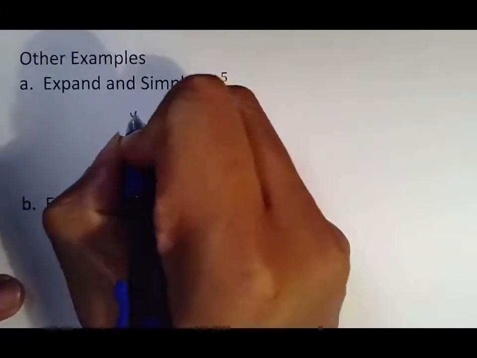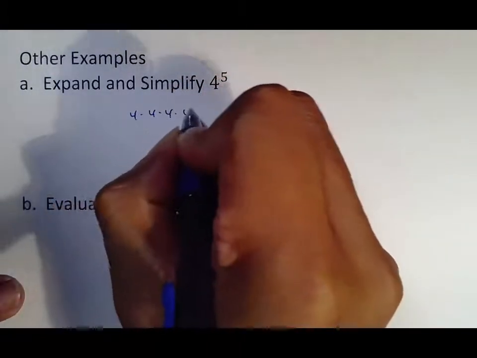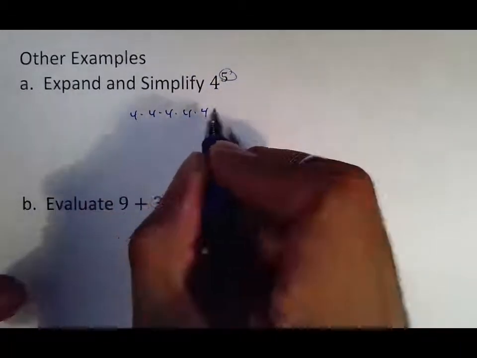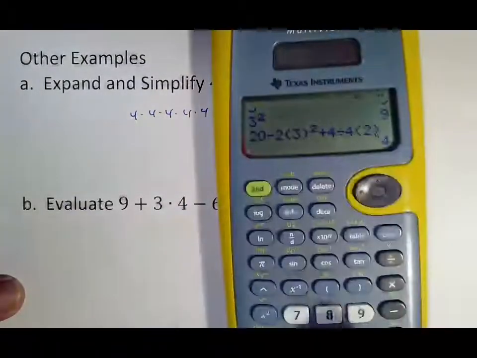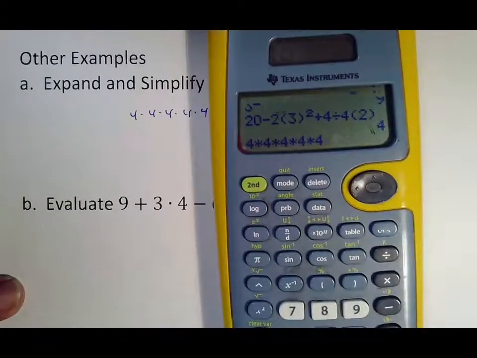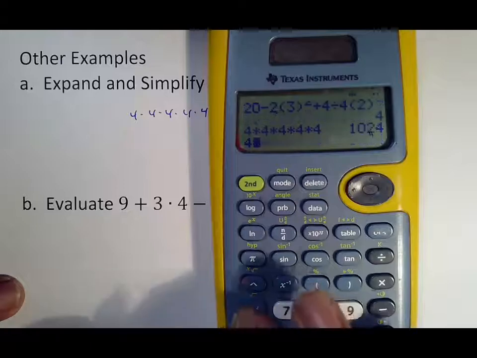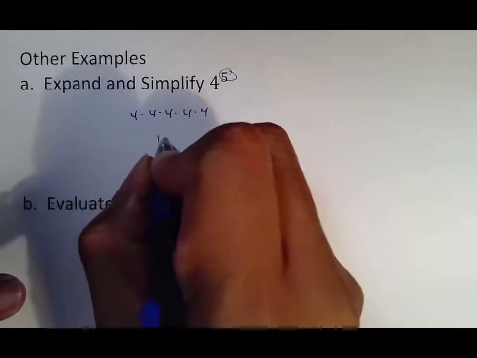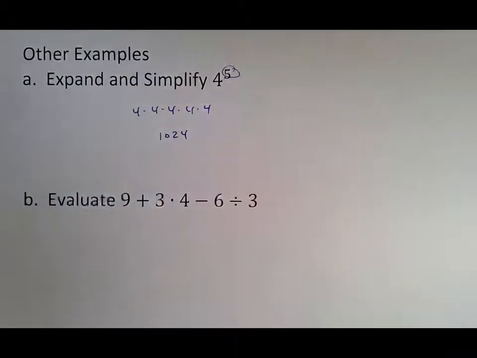Expand. 4 to the 5th means 4 5 times. Remember that 5 says multiply 4 1, 2, 3, 4, 5 times, which now you can say 4 times 4 times 4 times 4 times 4 equals, or as we've gone over, just type in 4 caret 5 to get your answer. The key thing is, I need you to understand that that's what it is.